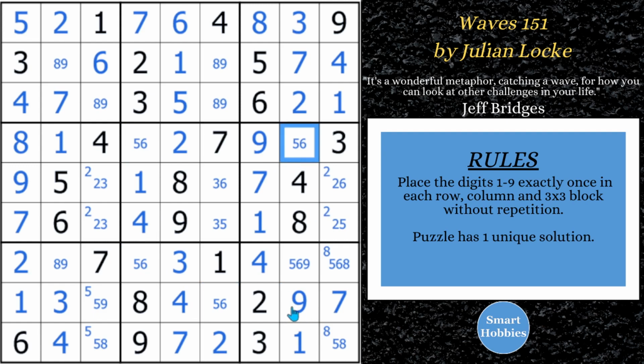But solving this for a 9 is going to make a lot of progress. Oh, I love seeing this because now that's a 5. That's going to be your 8. That's going to be your 9.